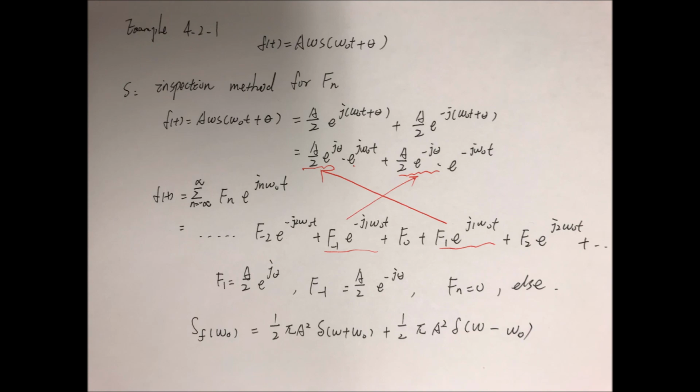So I get all the others: for n not equal to 1 or minus 1, Fn equals 0. So I have F1 equals a over 2, half a e^{jθ}, and F minus 1 equals half a e^{-jθ}. Now I know my Fn, right? I'm going to substitute my Fn into 4.20 and find my S_F(ω).